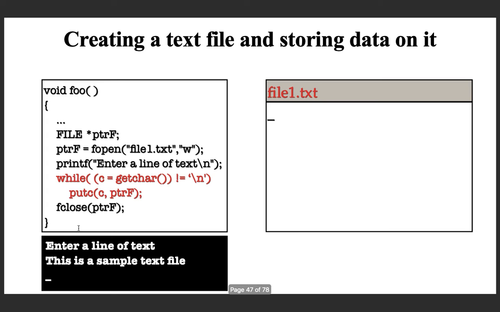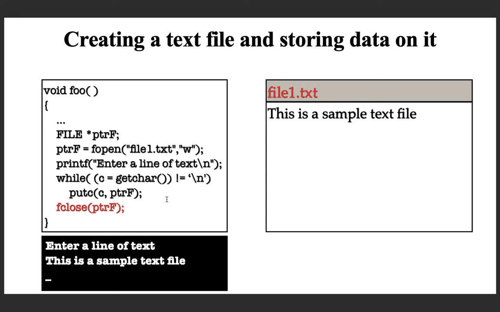Now suppose the user gives this as the input: This is a sample text file, and the enter key is pressed. So until this enter key is pressed, every character is taken in and written onto the buffer, which will automatically get stored in the file. If you execute this part of the program in this loop, you are writing exactly this input into the file. So the file is created, and now a line of text is entered into the file.